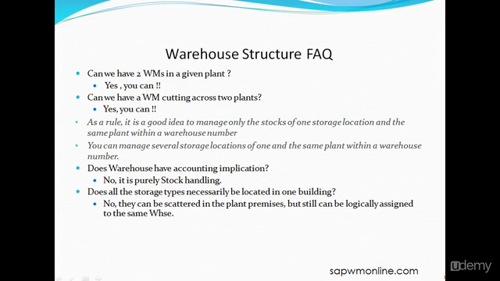Does a warehouse have accounting implication? No. Warehouse is purely stock handling. All the accounting implications are at an IM level. Do all the storage types necessarily have to be located in one building? No. They can be scattered. For example, you have one building stocking a particular material and another building across the road which has another material or kind of same material. So do you need to actually build two warehouses in the SAP system? No, you can actually have one warehouse and call those two buildings two different storage types, which is possible.